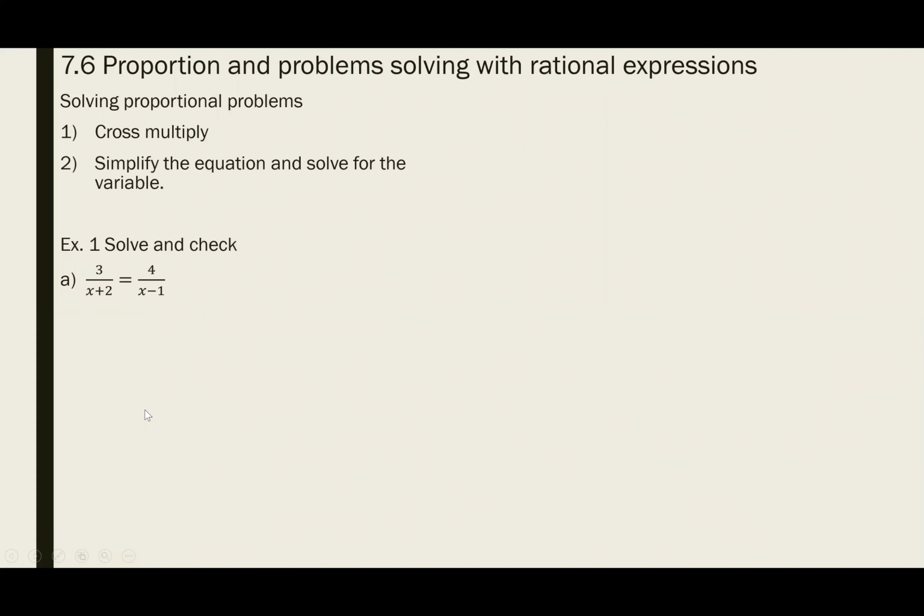7.6 is very easy. We deal with a proportion, and to solve a proportion, all you need to do is cross multiply. Meaning, all we do is say 3 times x plus 1 and 4 times x plus 2. So as long as you have a fraction equal to a fraction, all you need to do is cross multiply.